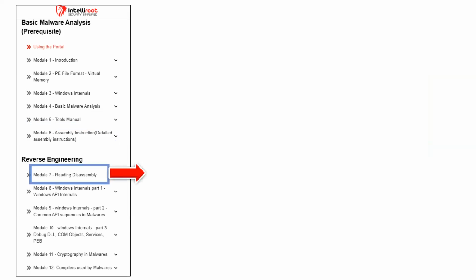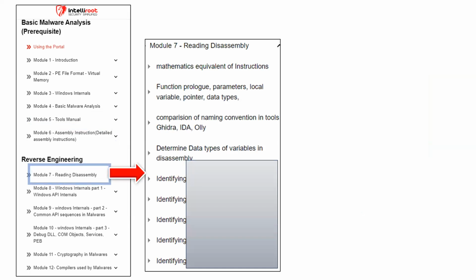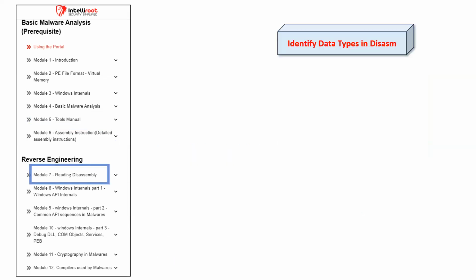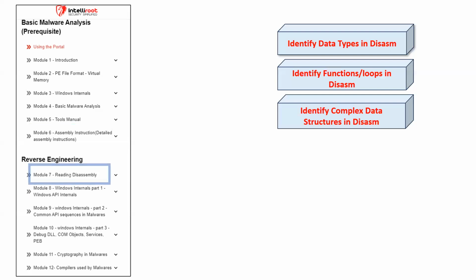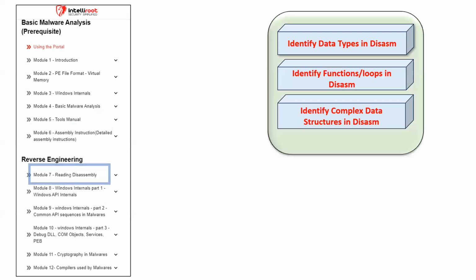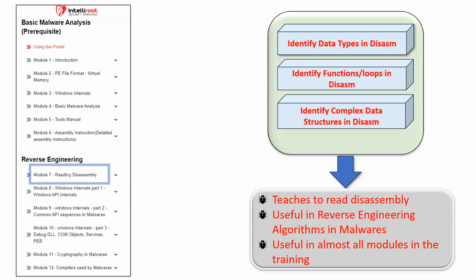Module 7 teaches you to read disassembly in binaries. It teaches you to identify data types in disassembly. It teaches you to identify functions and loops in disassembly. It will teach you to identify complex data structures like arrays, structures and linked lists in disassembly. And in this module, you will learn to read disassembly, and it would be useful almost in every module. And especially it would be useful in reverse engineering algorithms in malwares.